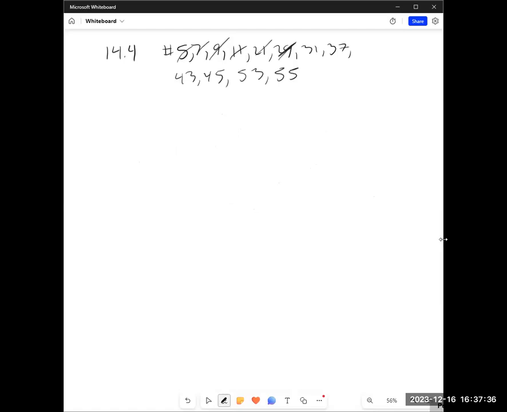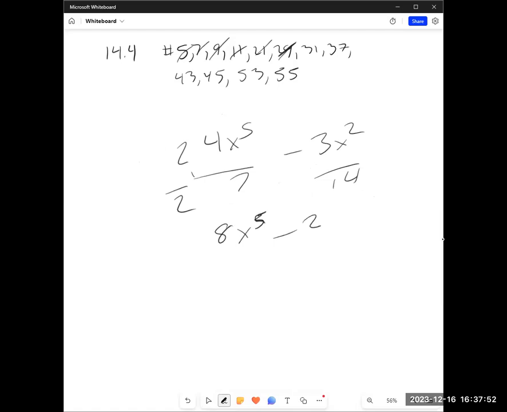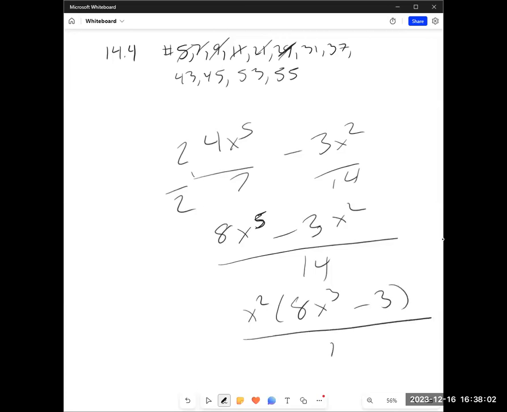I could do this. Let me show you that. 4x to the 5th over 7, 3x squared over 14. I probably should do this: 8x to the 5th minus 3x squared over 14. I probably should pull the x squared out. Show you that this is x squared times 8x to the 3rd minus 3 over 14, just because I've been talking about writing everything in fully factored form when you're done. So I should probably be consistent and do that.